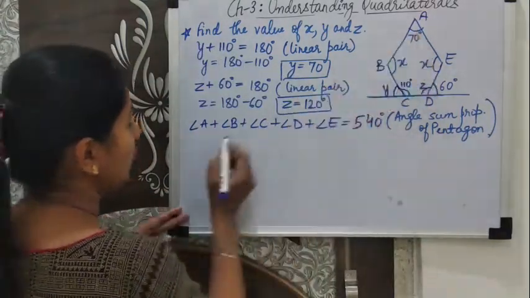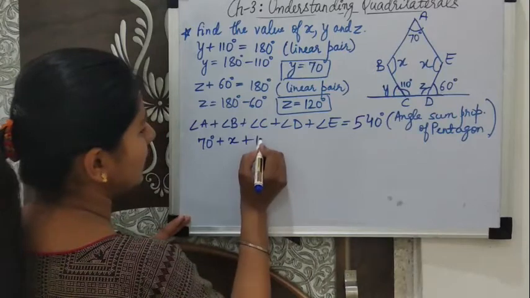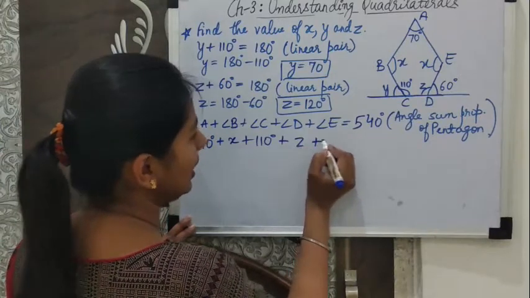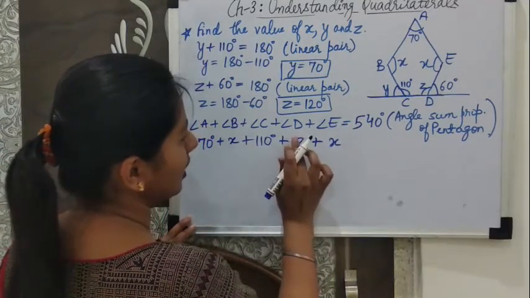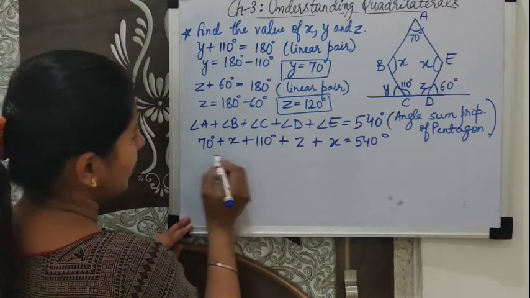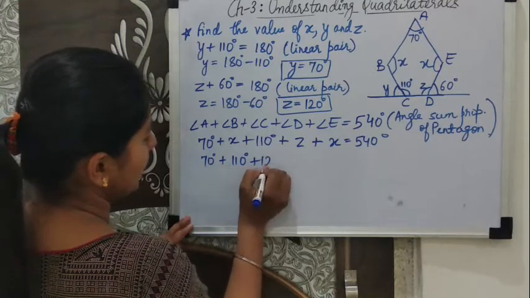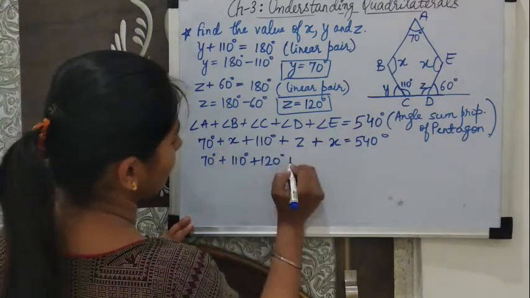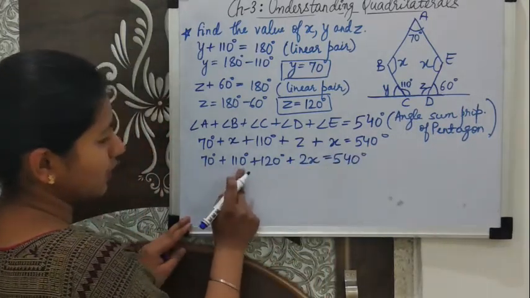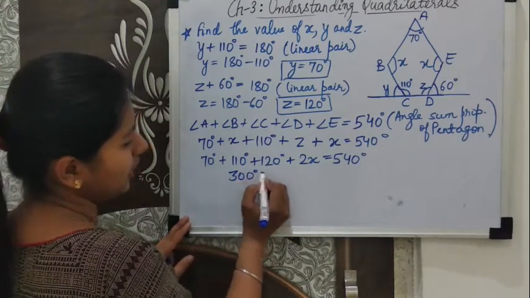Now angle A, what will I write? 70 degrees. Angle B is x. Angle C is 110 degrees. Now we are talking about interior angles only. Angle D is z and angle E is again x, which is equal to 540 degrees. Now the value of z is already known to us. z is 120 degrees. Okay. And this x and x, they will form 2x. 2x plus 70 plus 110, it will be 180. 180 plus 120, that is 300 degrees.